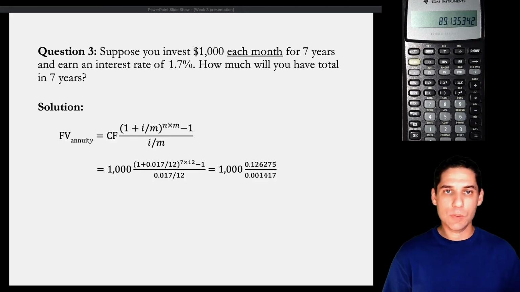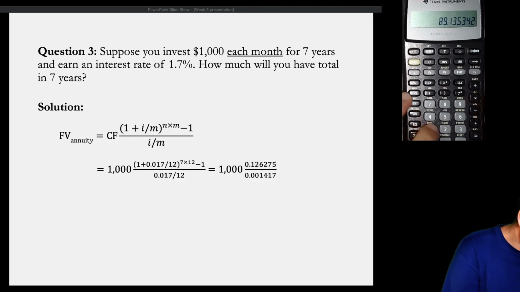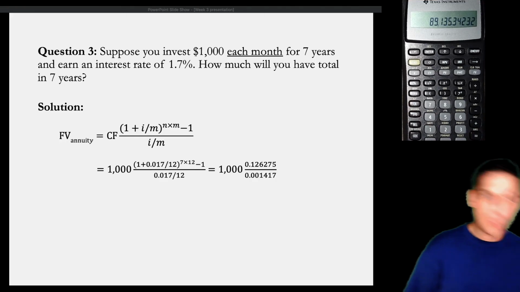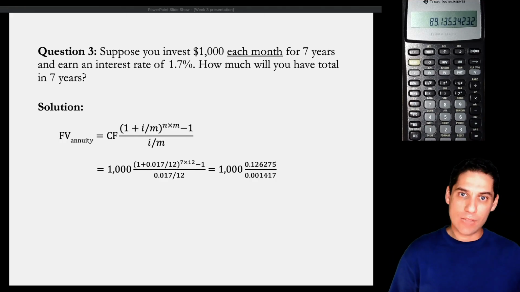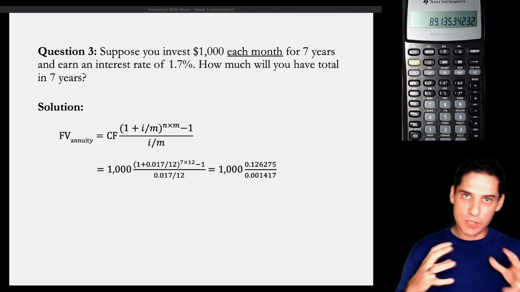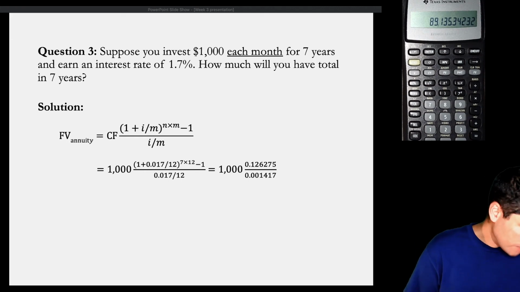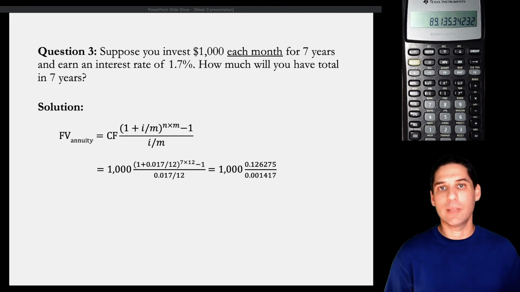How about 1,000? Well, let's multiply this by 1,000 to find our final balance. So at the end of year 7, after these 84 monthly cash flows, we would have 89,000 something in that bank account.